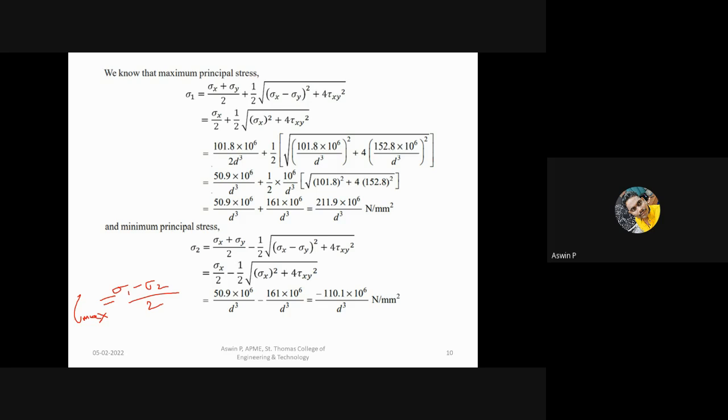That is, first 5 people should do, sorry, 1 to 5. There is no 2 in your roll number. So 1 to 5 should do principal stress theory, 6 to 9 should do shear stress theory, 10 to 13 should do principal strain theory, 14 to 17 should do distortion energy theory, and 18 to 20 should do maximum strain energy theory. Please do it.